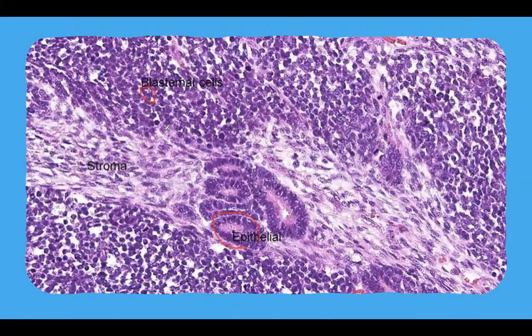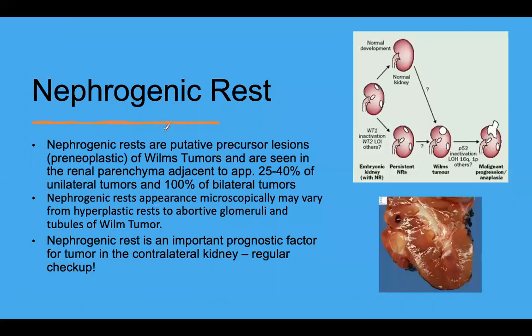We may see only the blastemal component sometimes, or sometimes we may see an epithelial component that may simulate that of a renal cell carcinoma. So we may get variation in Wilms tumor.